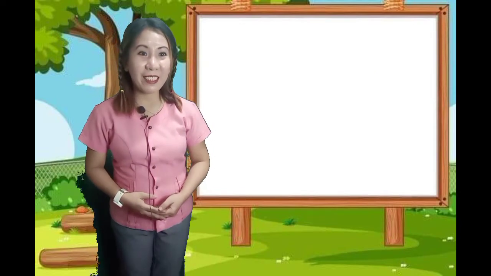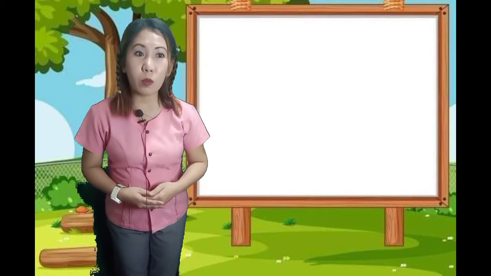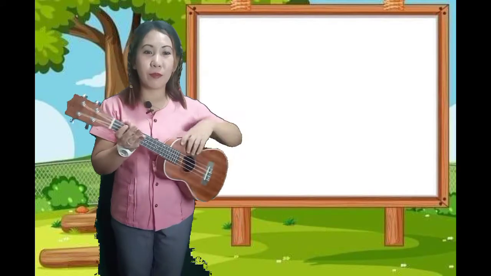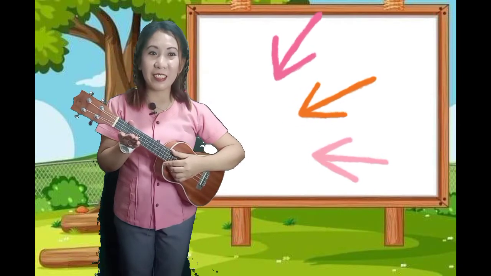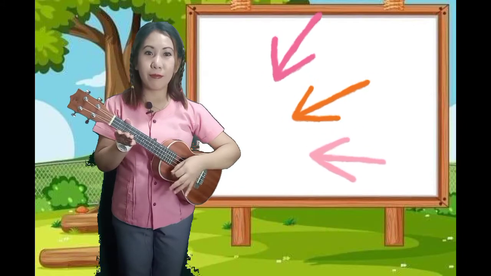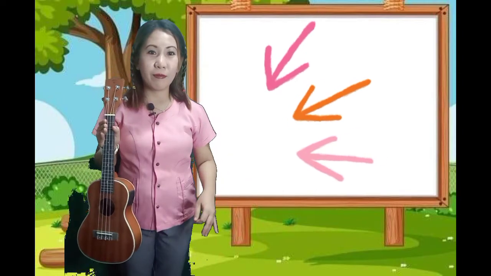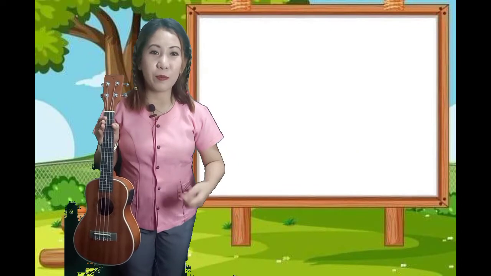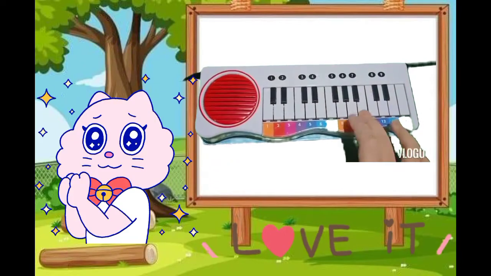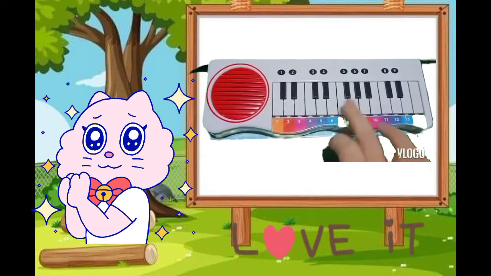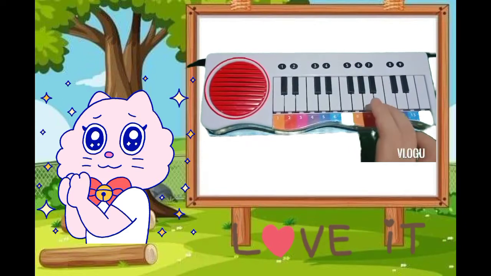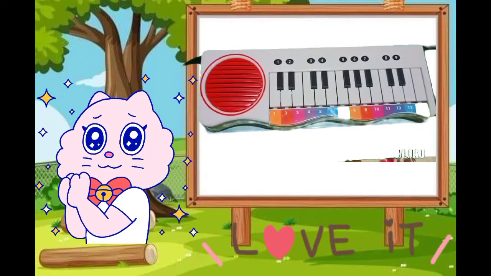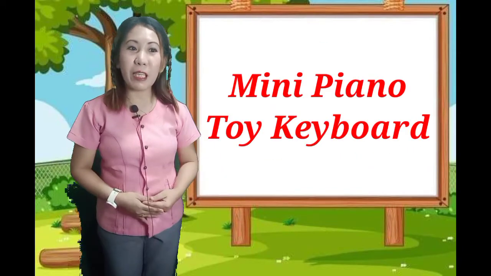Do you want another activity? That's awesome! You will try to identify the object according to its sound and image. Are you ready? Let's start! Can you identify this? Correct! This is ukulele. Are you familiar with this? Good job! This is a mini piano toy keyboard.